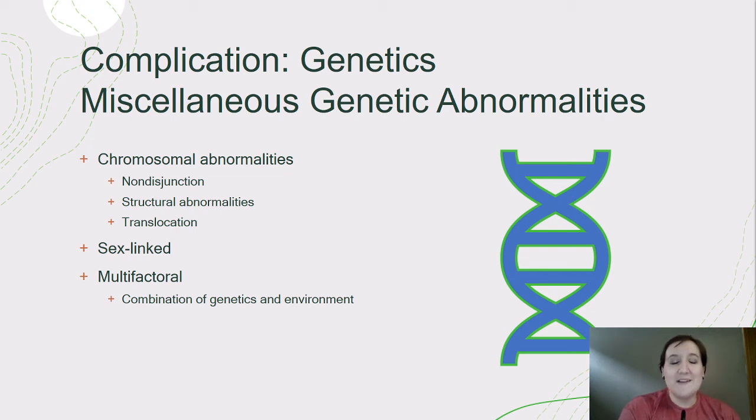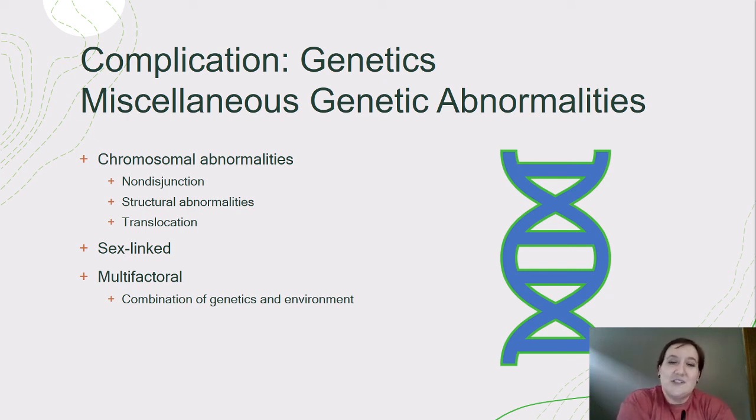Structural abnormalities refers to chromosomes that are partially broken, or somehow a deletion occurs during the whole process of cell division. Translocation means incorrect gene sequencing. So instead of matching up straight across from each other, these guys are kind of off a little bit, and then the wrong genes line up.